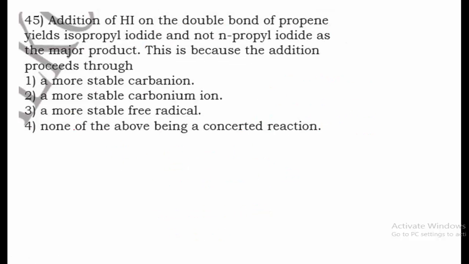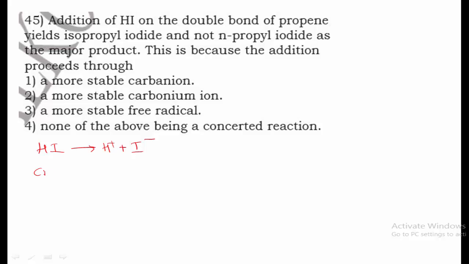45th, addition of HI on double bond of propene yields isopropyl iodide and not N-propyl iodide as the major product. This is because the addition proceeds through, just see the reaction. HI, hydrogen iodide, will give H plus and I minus.